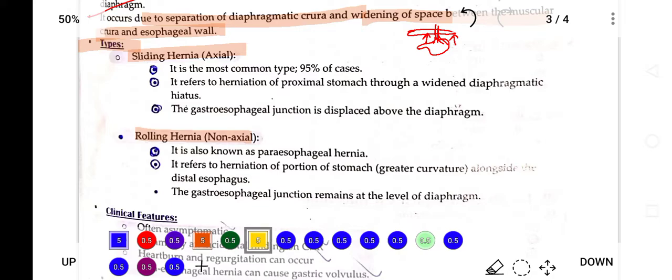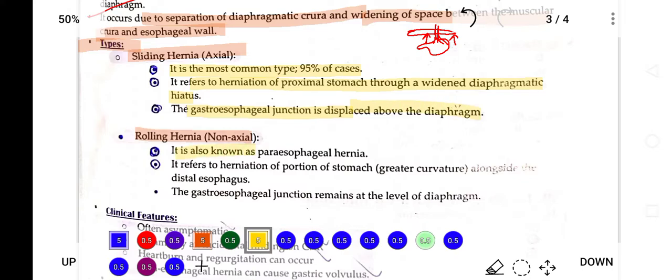Now, sliding hernia is the most common type. It occurs in 95% of the cases, and it refers to the herniation of the proximal stomach through the widened diaphragmatic hiatus, and the gastroesophageal junction is displaced above the diaphragm.